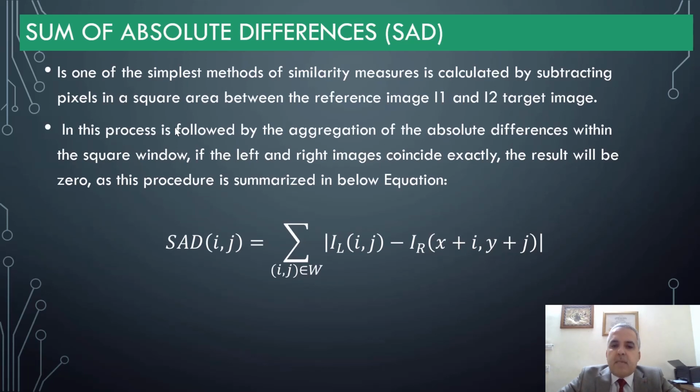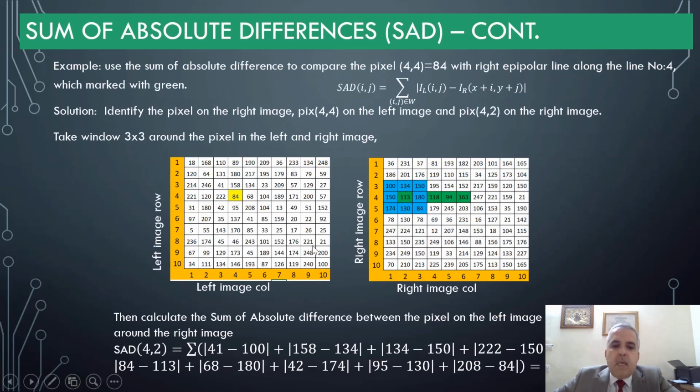If the left and right images coincide exactly, the result will be 0, as the procedure is summarized in the equation below. Similarly, like absolute difference, we will take the minimum difference. As you can see here, this is the absolute difference for the first pixel, the absolute difference on the left image and the absolute difference on the right image, and we will sum all the absolute differences.